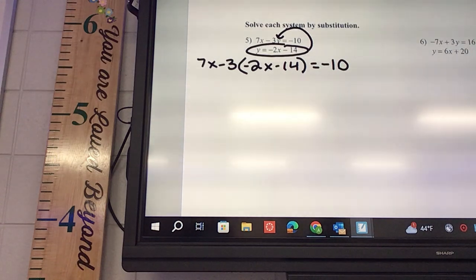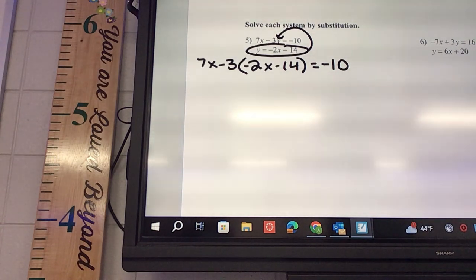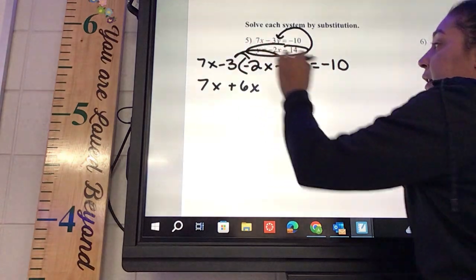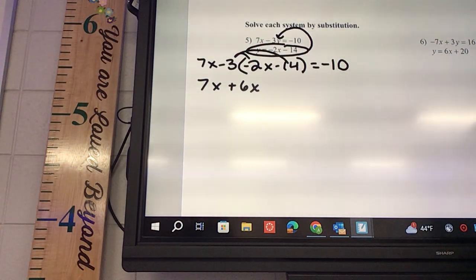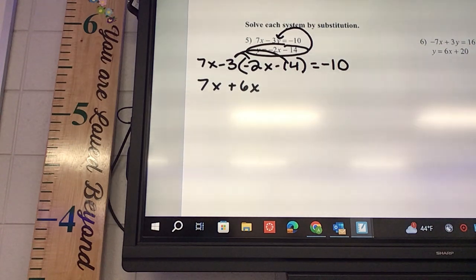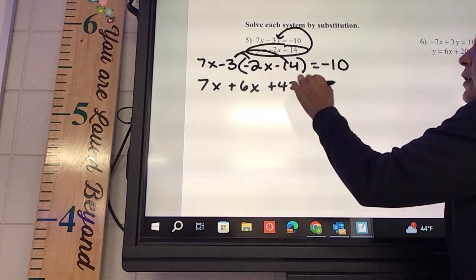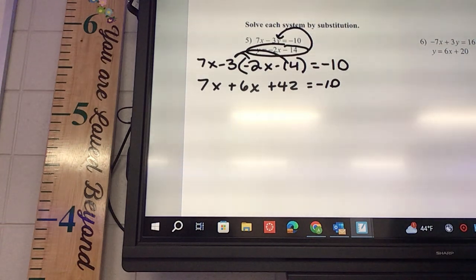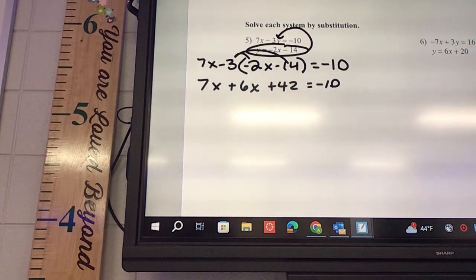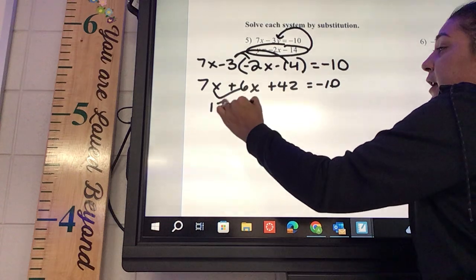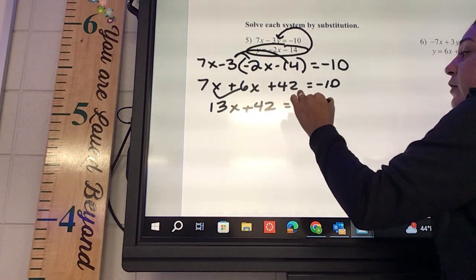Okay, and then we need to distribute, so -3 times -2 is going to be a positive 6x. -3 times -14. And I don't know, somebody needs to type. -3 times -14. 42? Okay, so a positive 42 equals -10. Okay, and then we're going to combine, so 7 and 6 is going to give me a 13x plus 42 equals -10.